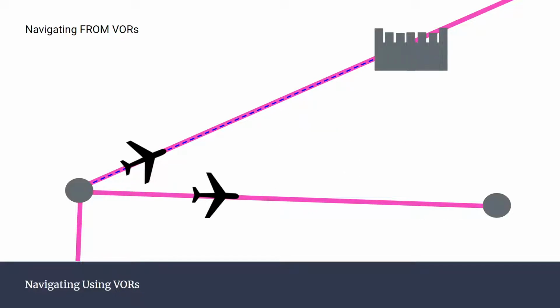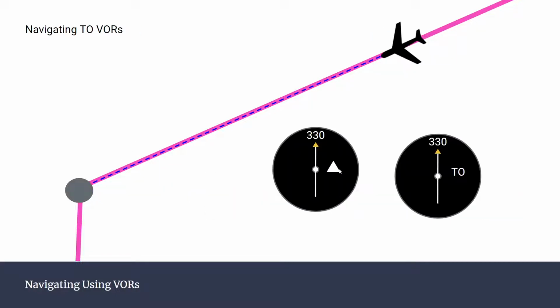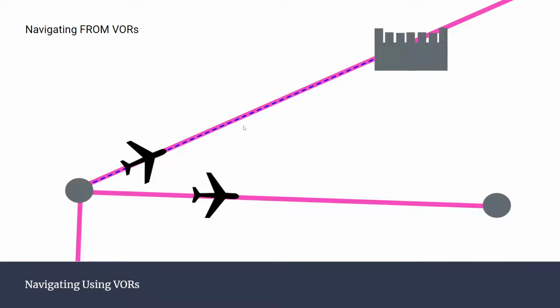And then we can navigate from VORs. So again, in this case, I should have put another VOR. That will have either an arrow pointing down, or this will change to a "from", just telling you that you're flying away from the VOR. And so here's two cases. You can fly from one VOR to another.